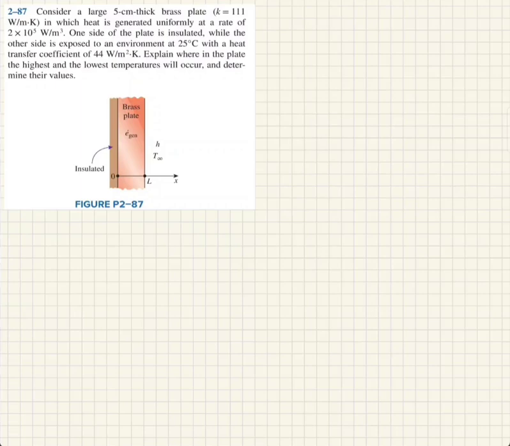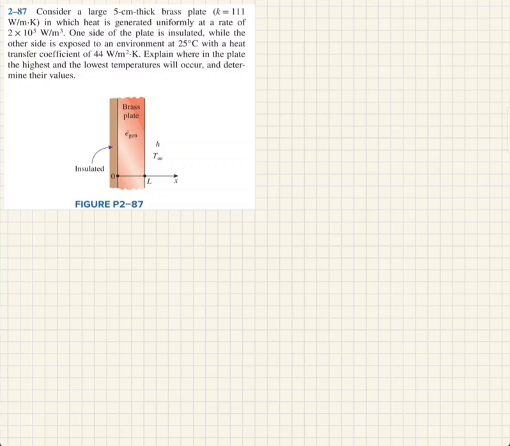So we're gonna go ahead and solve this problem. Again, it's from the same textbook. It says we have a large 5 centimeter thick brass plate of k equals 111. Heat is generated uniformly at the rate that they mentioned, and one side is insulated while the other side is exposed to an environment at 25 degrees Celsius. They gave us the heat transfer coefficient as well.